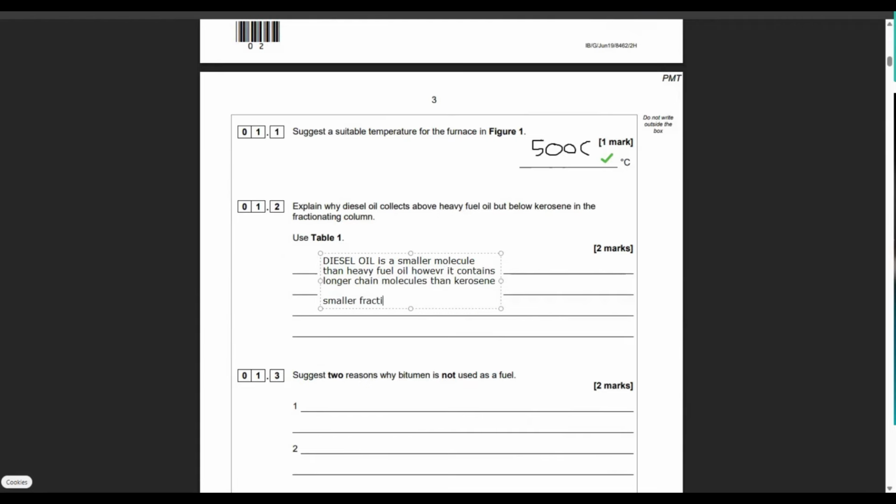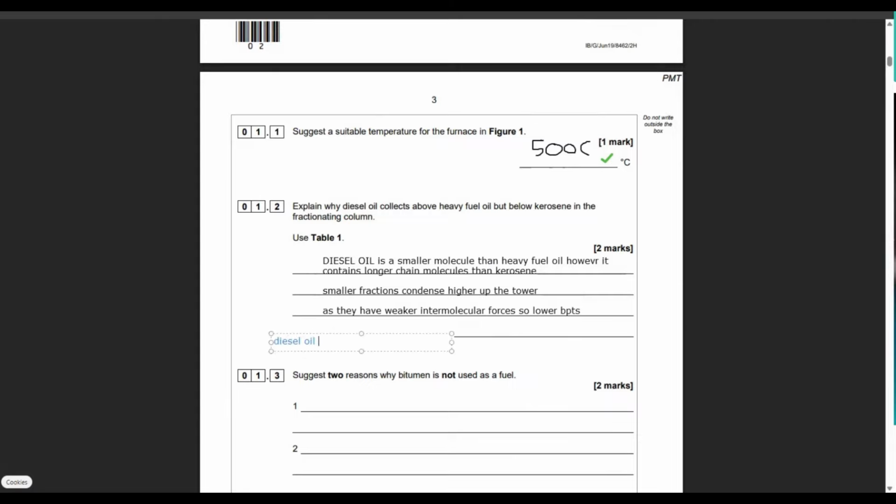Now, if I wanted to do the complicated method, I would say diesel oil is a small molecule, smaller than heavy fuel oil. However, it contains longer molecules than kerosene. And smaller molecules condense higher up the tower because they have weaker intermolecular forces that are easy to break, so they have lower boiling points. Now, that's a very long and detailed explanation, and we actually don't need that to get the marks.